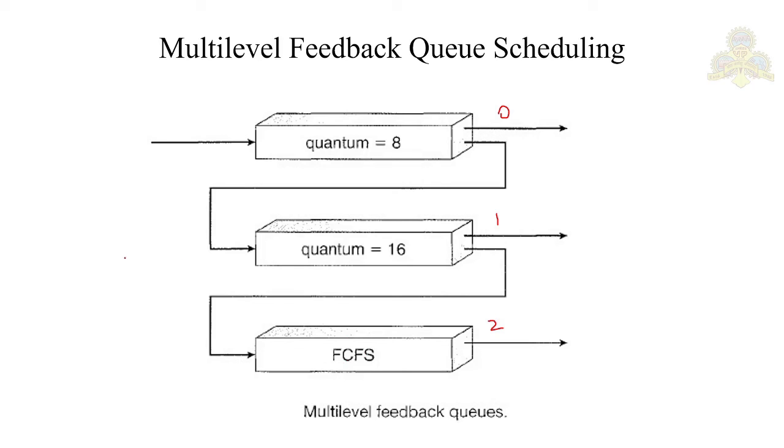So a process, whenever it enters the ready queue, would be put in Q0. A process in Q0 is given a quantum of 8 milliseconds. Here, quantum 8 milliseconds means all the processes that enter the ready queue would be put in this Q0, right? All of them will be given the same time quantum. That means 8 milliseconds will be assigned to all the processes.